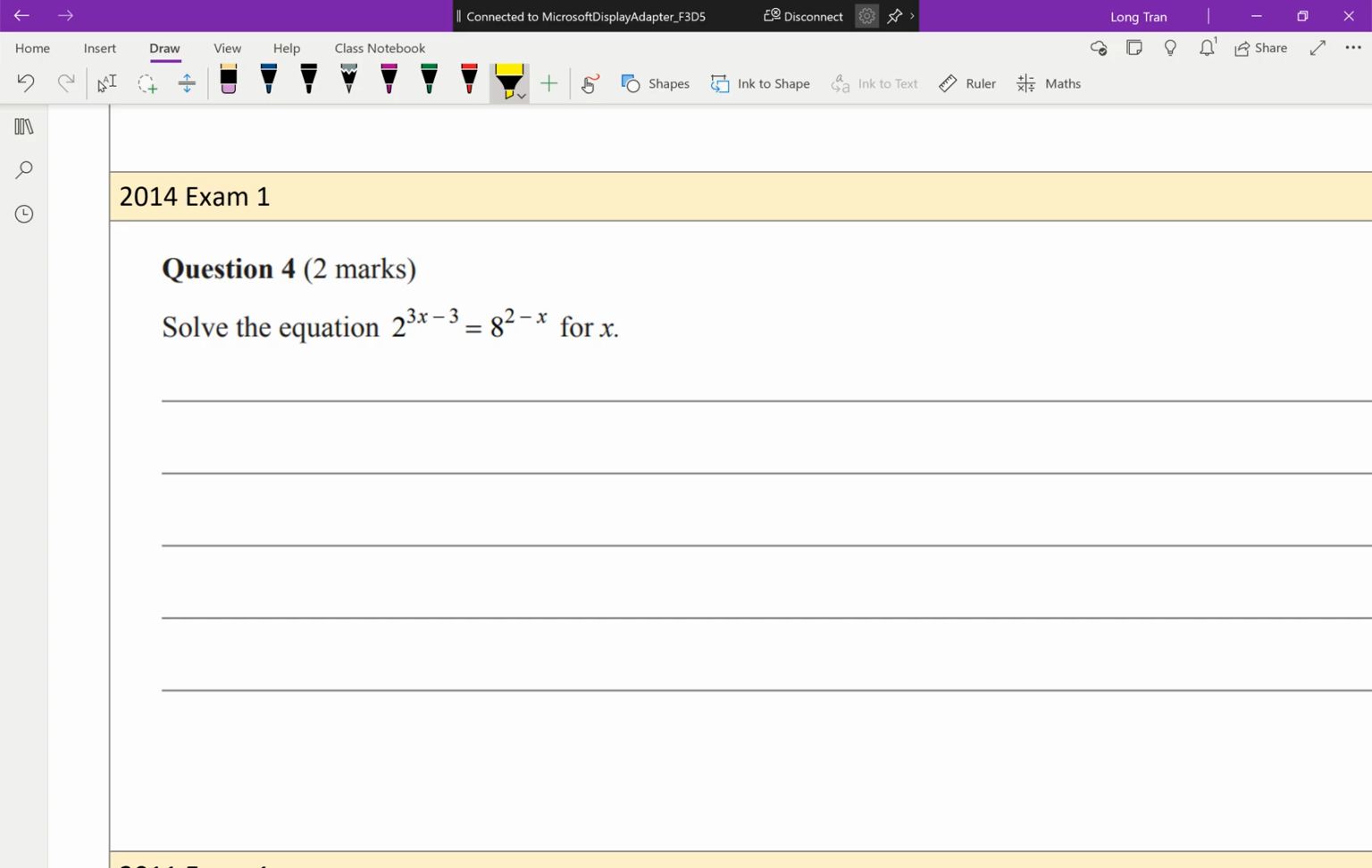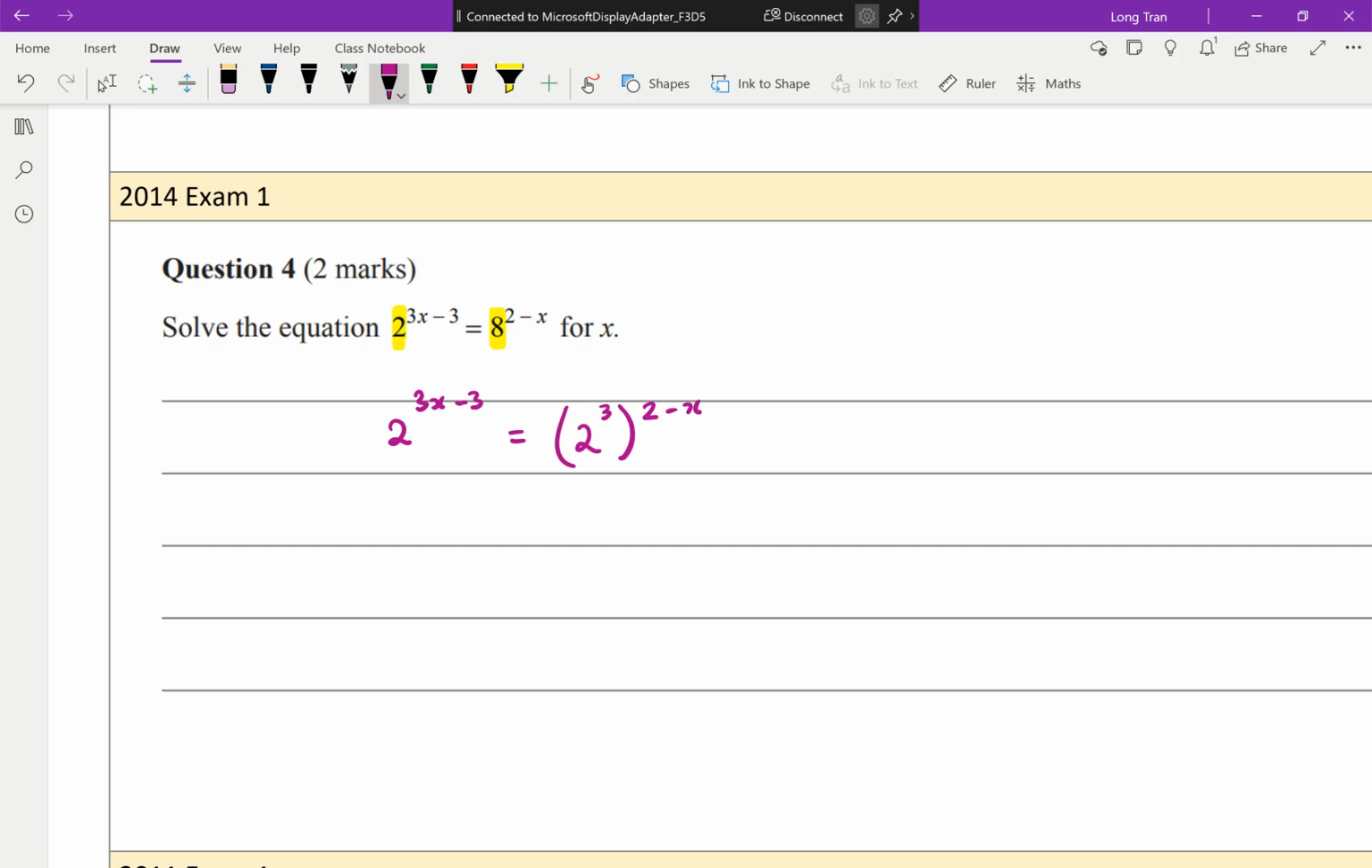All right. Time's up. Here we go. First step. In these exponentials, you want to make the bases the same. Currently it's base 2. I'm going to keep this as 2 to the power of 3x minus 3. Change the 8. The 8 is 2 to the power of 3, because that's what 8 equals. Then you've got 2 minus x there.